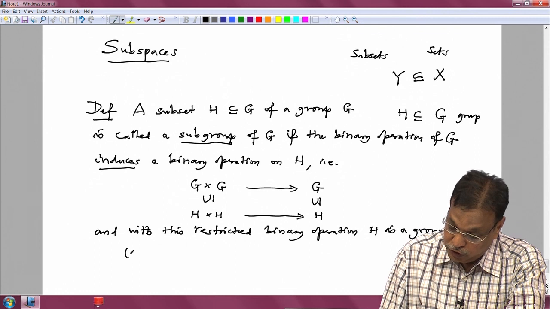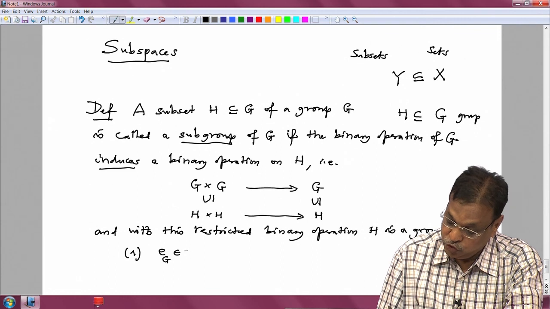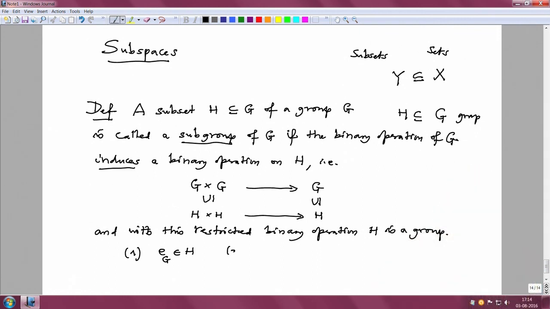So, the two things we need to check, I will just note it. 1, the identity of G, e_G, should belong to H, and 2, if a belongs to H, then a inverse should belong to H. And obviously, before that we have already assumed, I will write it as a 0, if a and b are two elements in H, then a times b should be an element in H again. This 0 condition means the binary operation induces on H.